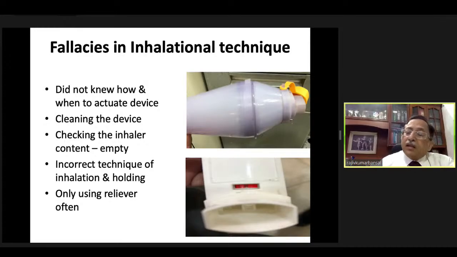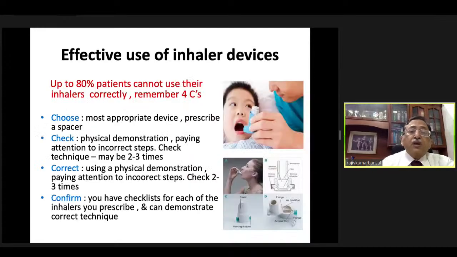how to check that the inhaler or canister being given to them is empty, how much drug is left inside. But unfortunately, the mother wasn't aware of that. There was incorrect technique of inhalation, and in fact, most of the time, because the canister was at zero, the child was using the reliever only and not the controller. And that was responsible for the poor control of asthma in this particular child.